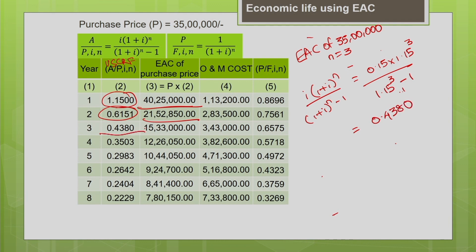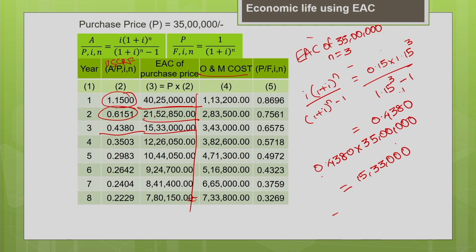Okay, this is 0.4380. You multiply this 0.4380 into 35 lakh. That gives me the equivalent annual cost of the purchase price for the year 3, 15 lakh 33,000. Okay. So, like this you are going to calculate for all the years. Now, let us find the equivalent annual cost of the operating and the maintenance cost.